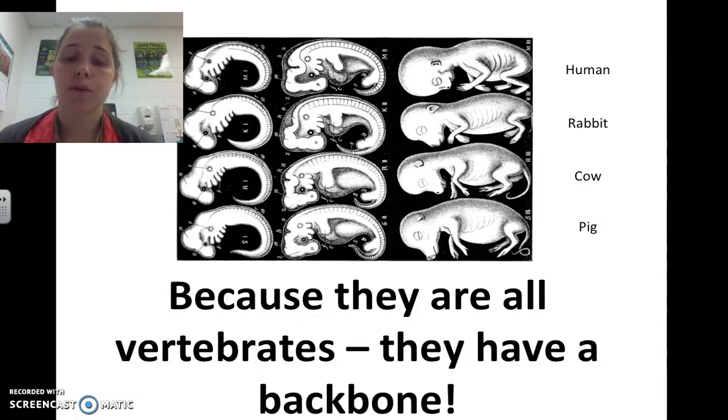Because they are vertebrates, they all have a backbone. Vertebrates, the word vertebrate means backbone. So any organism that has a backbone is going to be considered a vertebrate. Any organism that does not have a backbone is going to be considered an invertebrate.